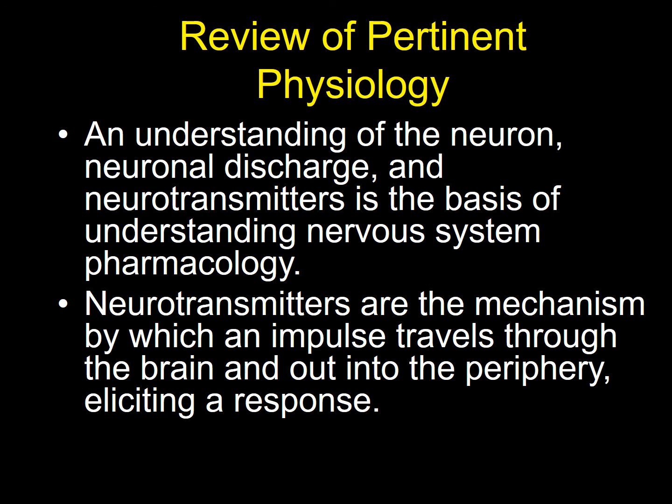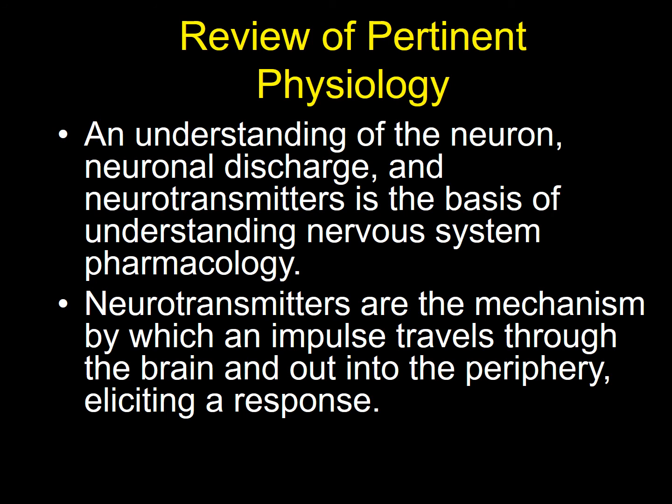So in order to understand nervous system pharmacology, we have to take a few minutes to review the neuron and neuronal transmission, because almost all pharmacology in this body system impacts that in some way. So let's see what your slide says. An understanding of the neuron, neuronal discharge, and neurotransmitters is the basis of understanding nervous system pharmacology. Neurotransmitters are the mechanism by which an impulse travels through the brain and out into the periphery, eliciting a response. And it's also the mechanism by which stimulus from the periphery is conducted back to the brain.